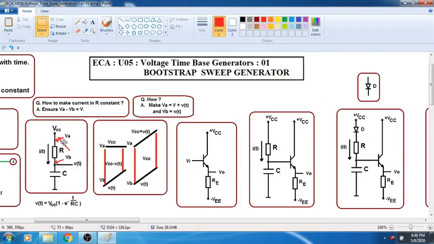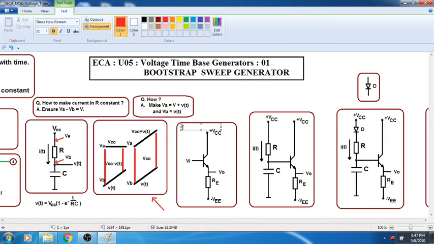That means this node and this node must be separated. This node should not load this node. At the same time, whatever voltage is changing here, that voltage must add to the voltage here. Now how do we do that? We do that by using a circuit which we studied in EDC called as a common collector or emitter follower or buffer. So we use a circuit like this. What is this circuit? This is called as a buffer or common collector circuit or emitter follower.